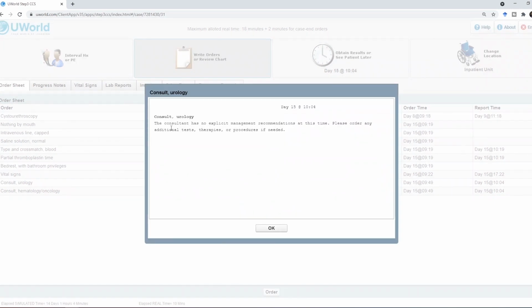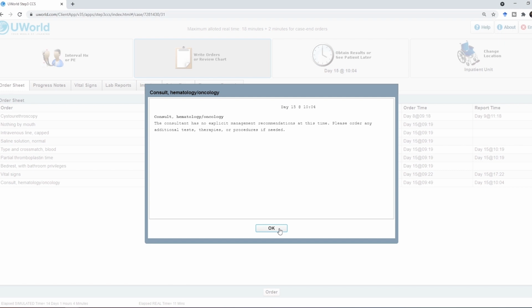The consult from urology did not give us specific recommendations, and they asked us to continue with our management. Let's see what the oncology recommendations are. It's the same. So since the oncology consult and urology consult did not give us specific recommendations, we can go ahead and order what we think is best for this case. Since the patient is having early stage renal cancer, we prepare the patient for surgery.